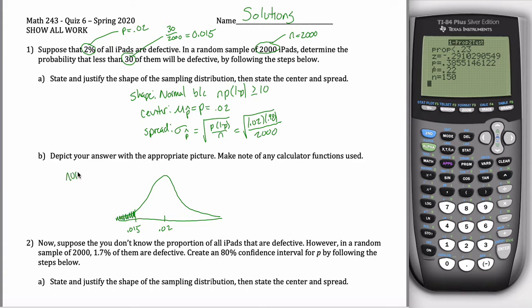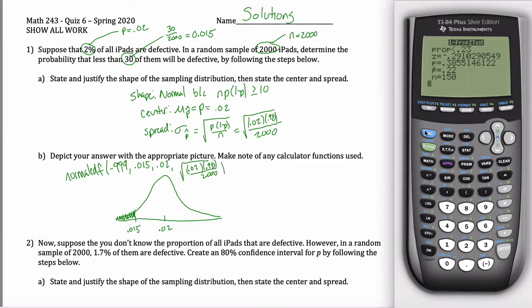So to figure that out, I use the normal CDF function in my calculator. Don't have a lower bound, so I trick my calculator with any large negative number. Upper bound would be 0.015. Center would be 0.02. And the spread would be the square root of 0.02 times 0.98 divided by 2,000. Let's see what that's equal to.